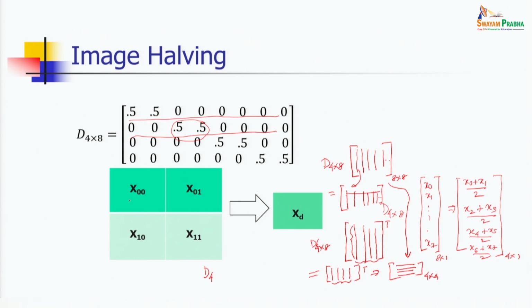If I say I am considering x 0 0, so I can write it as x 0 0. Then I am first doing this operation, d 4 cross 8 into x 0 0, which will give me this value. Then I have to transpose it, so I will transpose this operation. Then I will multiply with d 4 cross 8, so I will get this vector. Once again I have to transpose it. So this is what we are doing. These operations, this matrix you get.